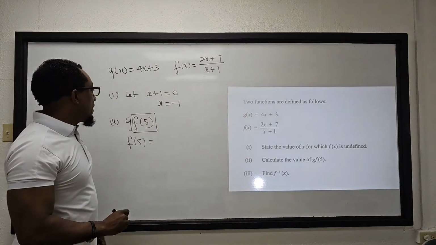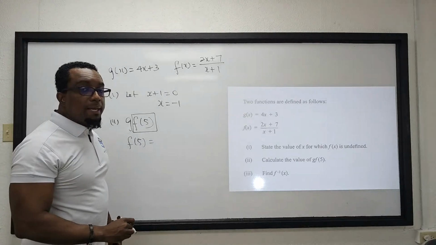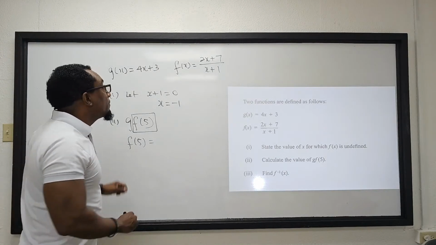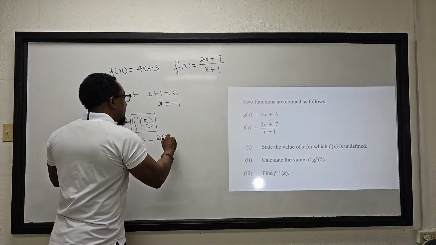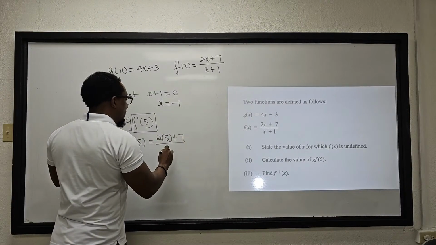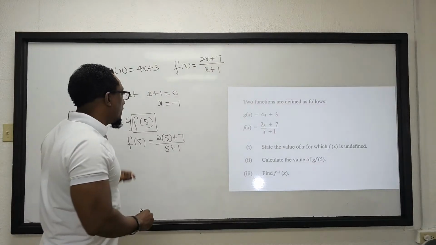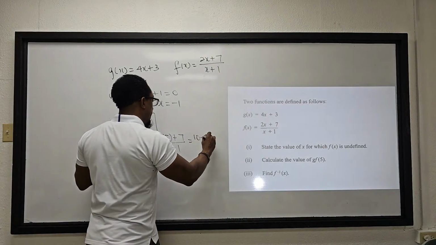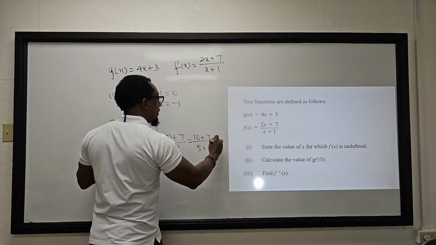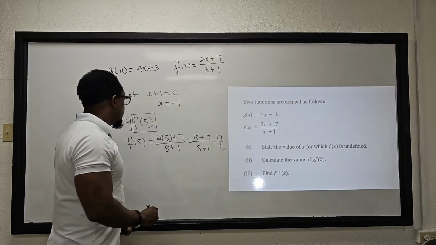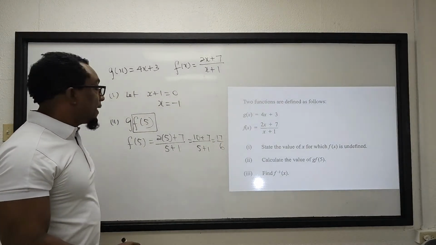By replacing my x in f of x, my 2x's in f of x with 5. This is 2 times 5 plus 7 over 5 plus 1. So I'm going to get 10 plus 7 over 5 plus 1, 17 all over 6. That is for f of 5.